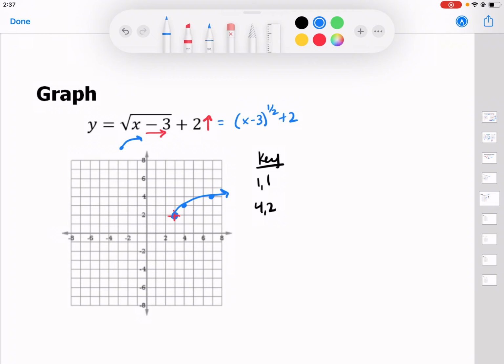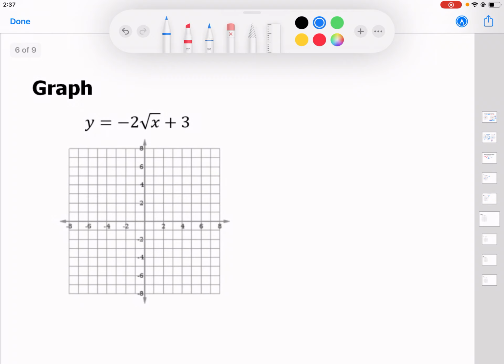Let's do a few more. Oh yes, we've got another square root problem. So the same key points. And once again, I first look to see what happens to my starting point. Where are we moving it to? This +3 is on the outside, so I'm going to go up 3.